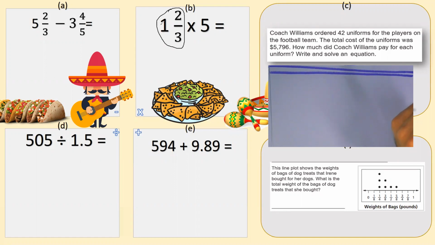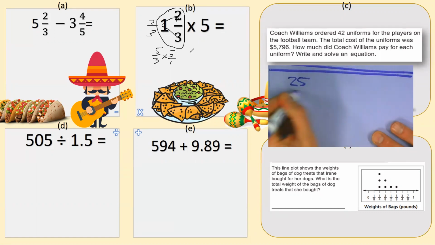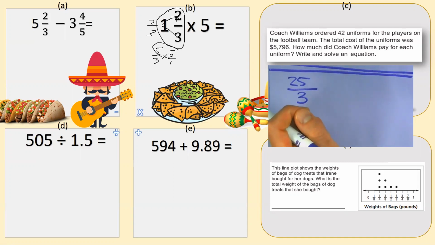How do we do that? We turn our whole into 3/3, right? This is worth 3/3 plus you have 2/3. So this whole thing is worth 5/3. And then I'm going to multiply 5/3 by 5 wholes, and 5 wholes is the same thing as 5/1, right? So now I have 5 times 5, which is 25, and then 3 times 1, which is 3, because the way you multiply fractions is you multiply numerators and you multiply denominators.